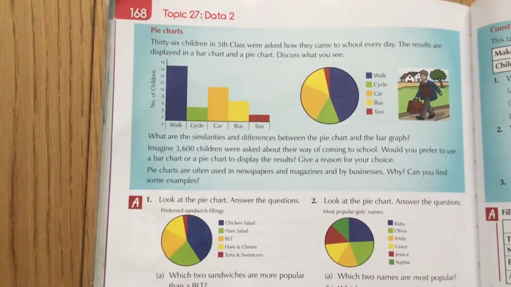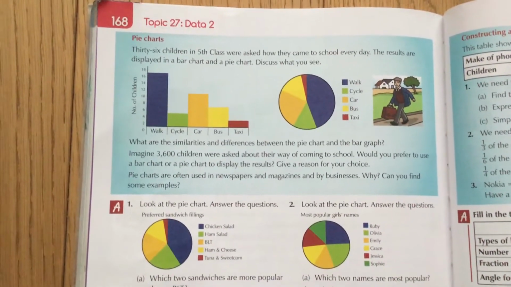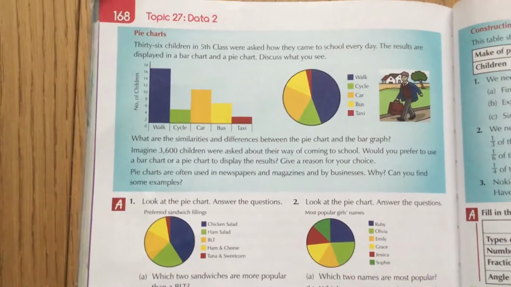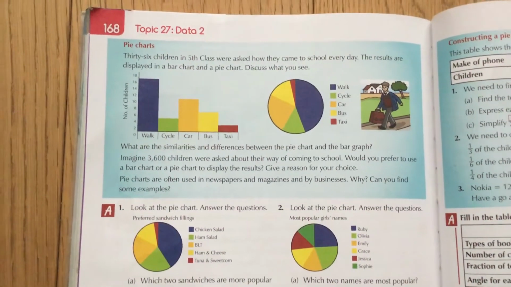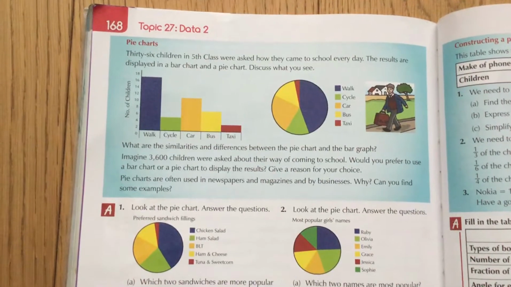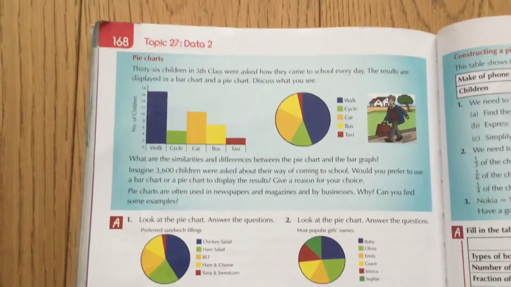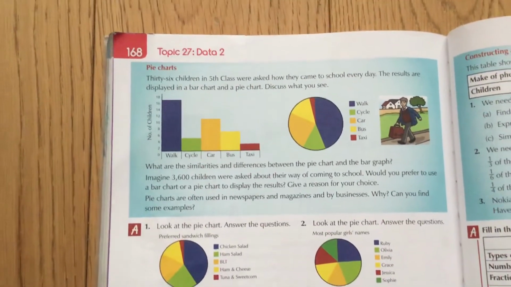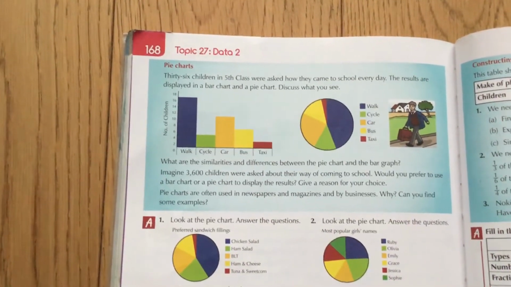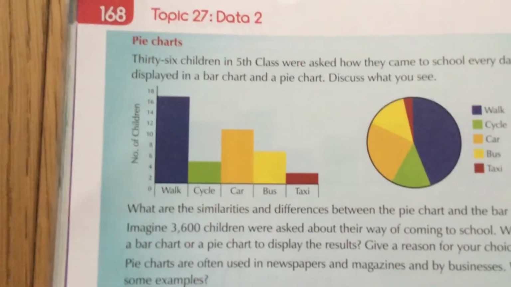So pie charts are often used in newspapers and magazines and by businesses. Why? Can you find some examples? Well, you can look in any of the newspapers or even on some online articles, and they're used to represent information. I suppose it takes up a little bit less space, and you see the information instantly, because you can see the division of the sectors: large, small, tiny. The bar chart, however, is a little bit more informative as one piece of information.